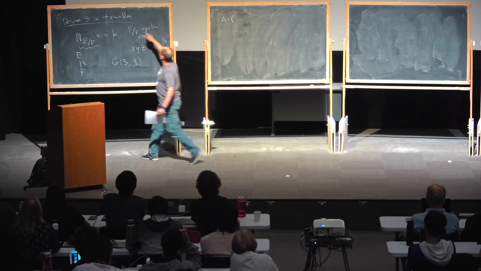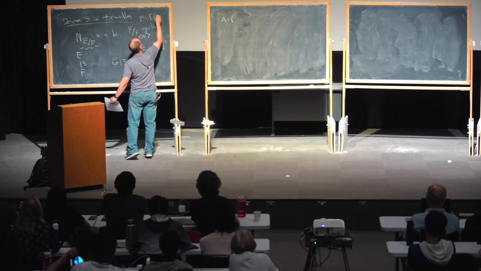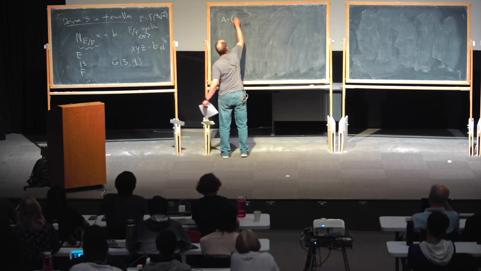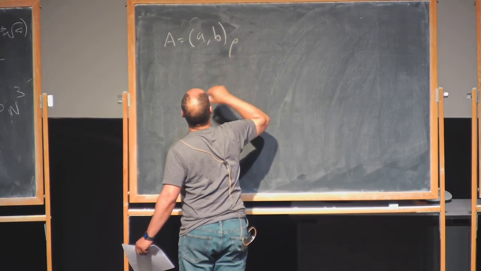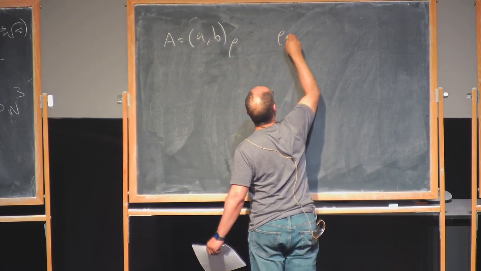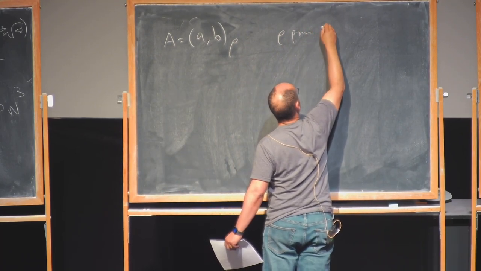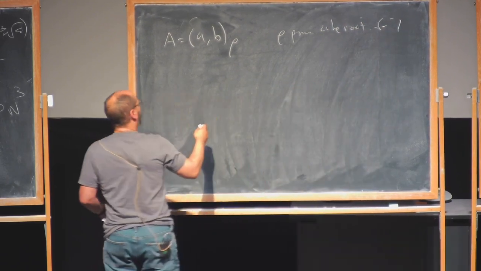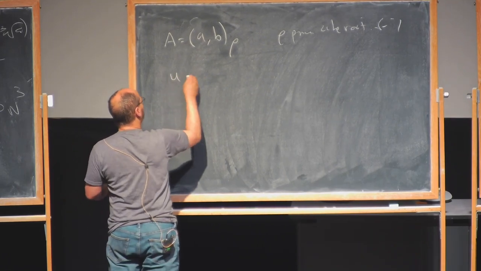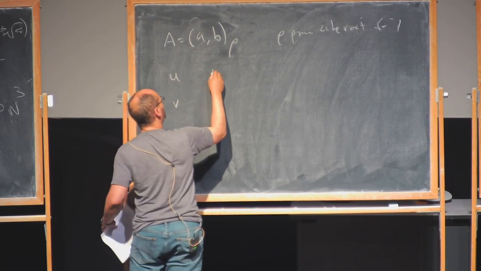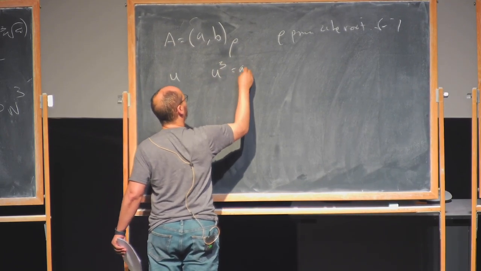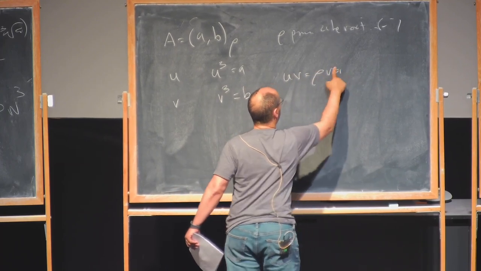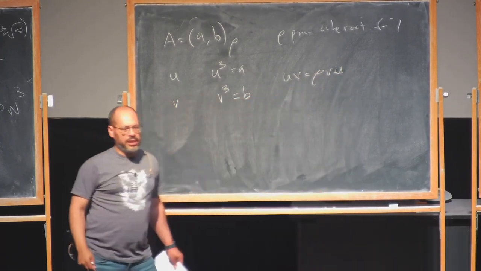So let's say E over F is cyclic. Let's even just say that E is F adjoin cube root of A, and that we have cube roots of unity, so a nice Kummer extension. Then we write this algebra that I'm going to call (A,B)_rho. Here, rho is a primitive cube root of unity. And so this algebra is just generated by two elements, u and v, which satisfy u cubed is A, v cubed is B, and uv is rho vu, excuse me. So this is a so-called symbol algebra.